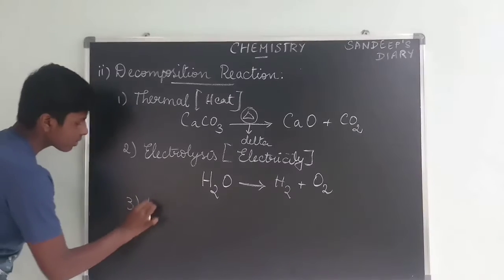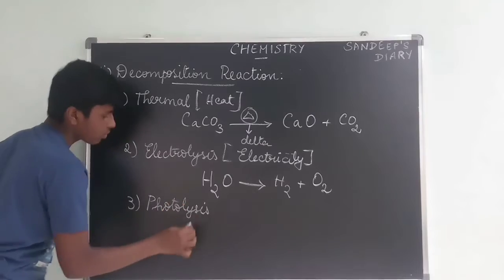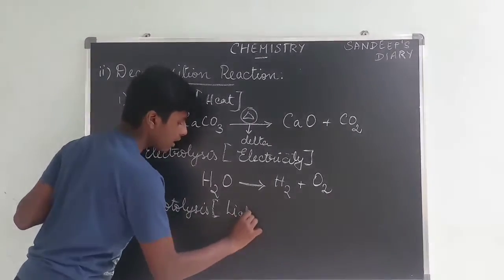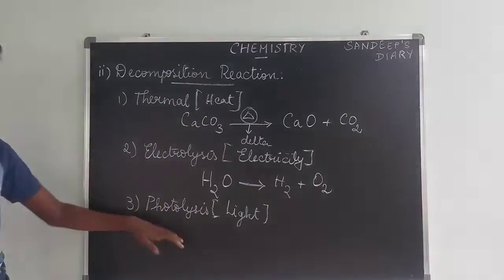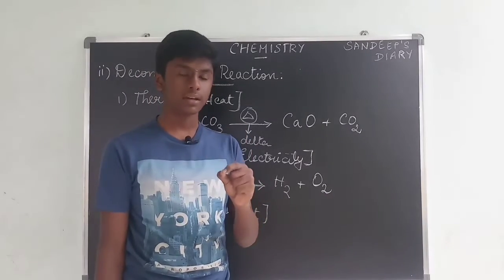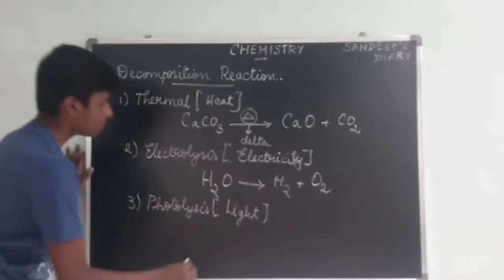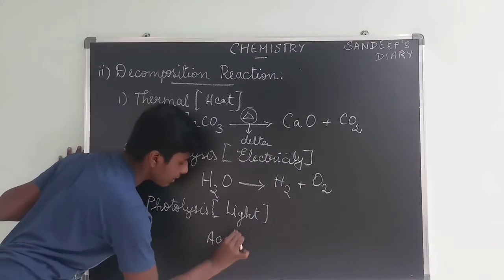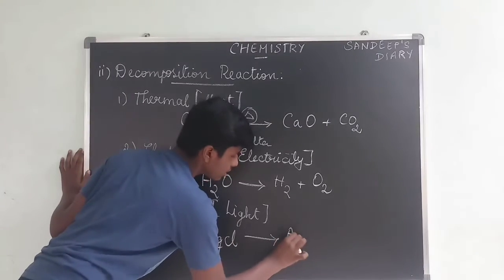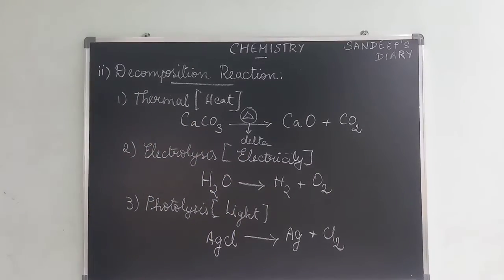Next is photolysis. Photolysis means under light. This photolysis has another name, that name is photochemical reaction. Let me give an example. AgCl, silver chloride, gives silver plus chlorine. This is a simple example.